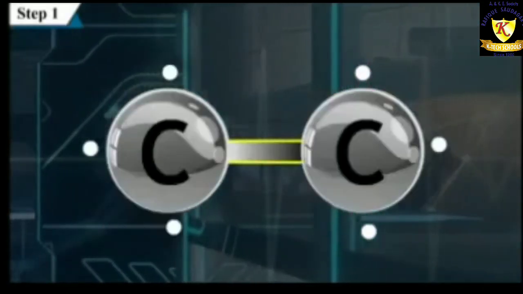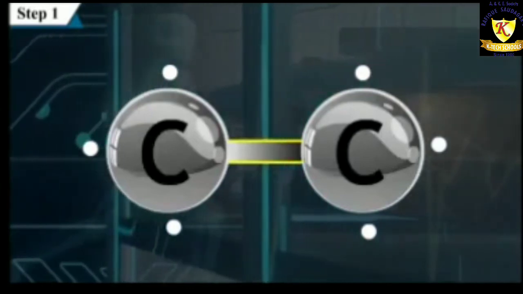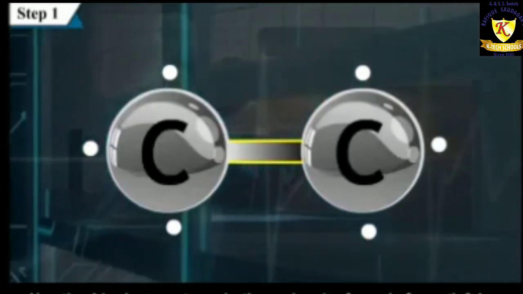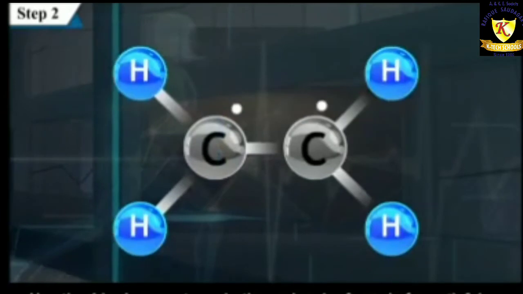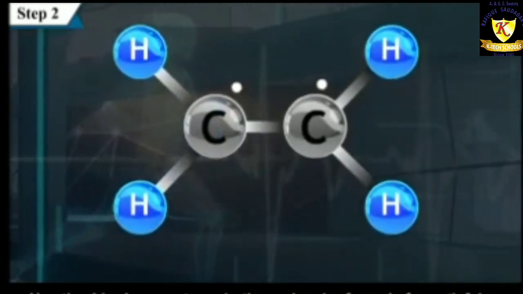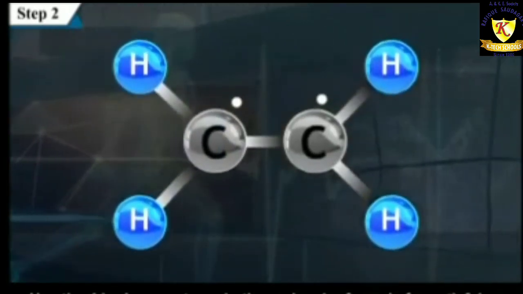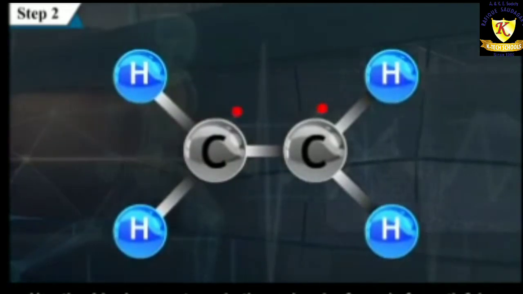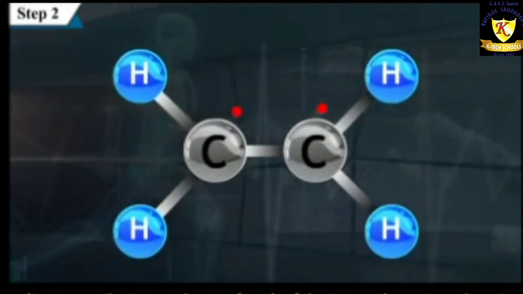Join the two carbon atoms with a single bond. Use the 4 hydrogen atoms in the molecular formula for satisfying the tetravalency of both the carbon atoms. It appears that one valency of each of the two carbon atoms is not satisfied. Satisfy the tetravalency of the two carbon atoms by drawing a double bond in place of a single bond between them.